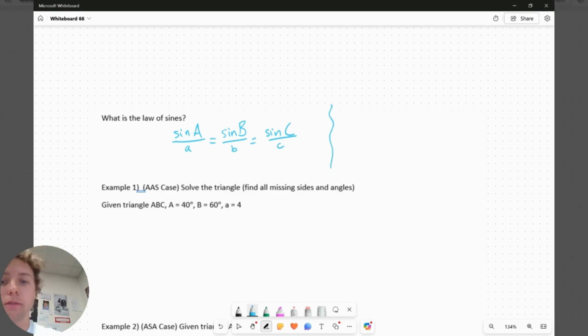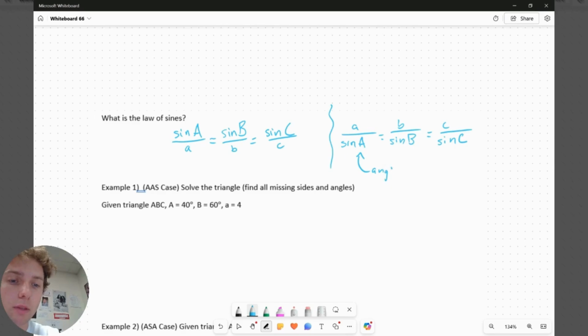Realize this form can be flipped as well, depending on what you're solving for. It might be easier if you use a specific type. The other thing I want you to notice is the capital letters versus the lowercase. We generally use capital letters for angles and lowercase for sides.